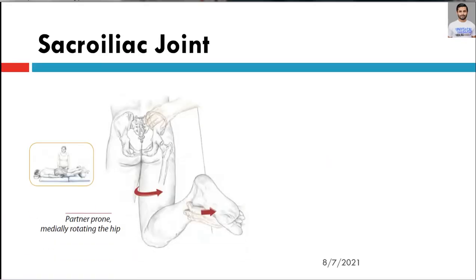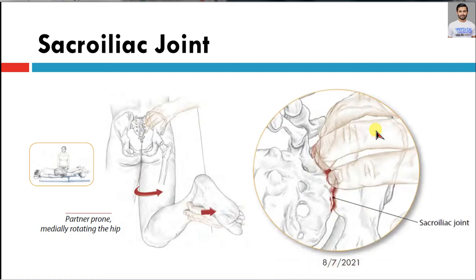The sacroiliac joint can be assessed with the movement of internal and external rotation, because the piriformis muscle is attached directly to the sacrum on one side and to the femur on the other side. So if you press towards the medial rotation, then it pulls the sacrum upward, and hence you can easily find the sacroiliac joint on that side. Here you can see the sacroiliac joint. It is an irregular type of joint, and it is not a very plain joint.